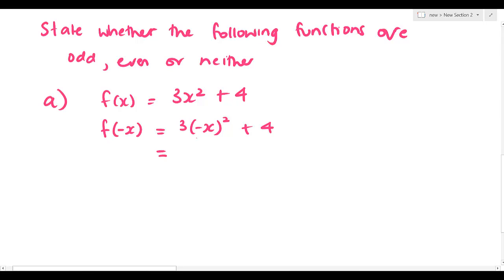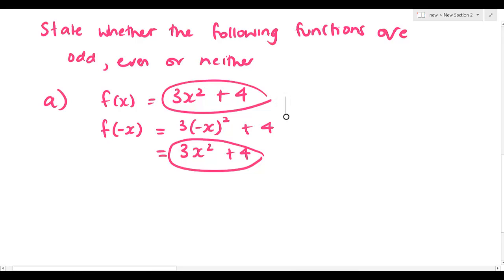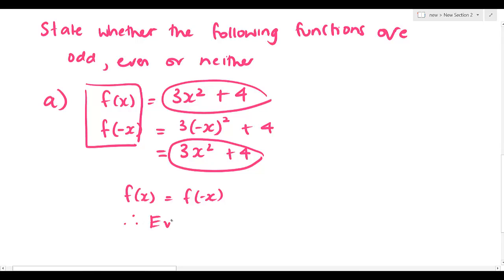So negative x squared just becomes x squared, and times it by 3 gives you 3x squared plus 4. You can see here that 3x squared plus 4 is the same as the original function. So if our results are the same, then our functions, so our first part, which is this part here, are also the same. So we can say that f(x) equals f(-x). So therefore, it's an even function.